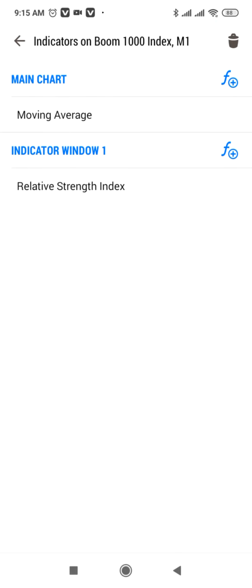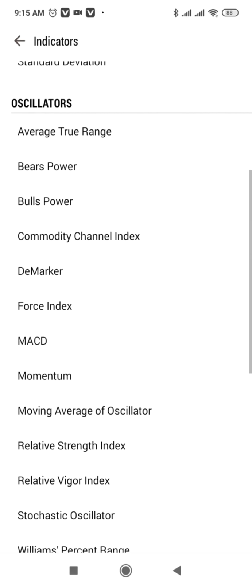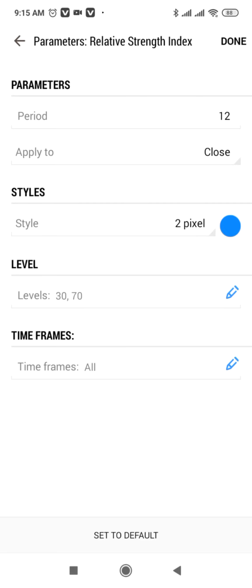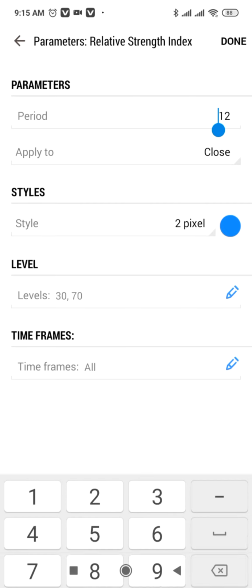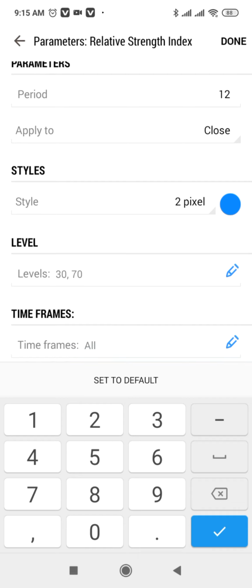And the second indicator you'll be needing is relative strength index. So you go to relative strength index, you click, you put the period, you make it 12, apply to close. Then style, you can choose any color of your choice. So here I'm choosing blue. The level, you leave it, time frame, apply to all, then done.